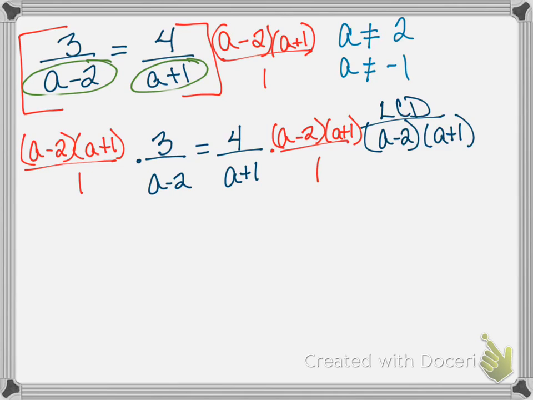Okay. So in my first one, I can cancel out a minus 2 and a minus 2. So I am left with 3 times a plus 1. Here, I've got a plus 1 and a plus 1 that I'm canceling out, and I am left with 4 times a minus 2. What do I do in order to solve this? Distribute. Okay? Take 60 seconds to solve that.